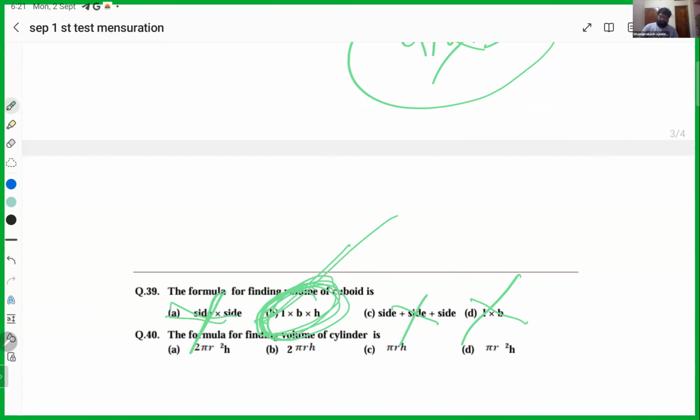Next. The 40th question is also a similar kind of question. It's very easy. What is the volume of a cylinder? You should tell me.